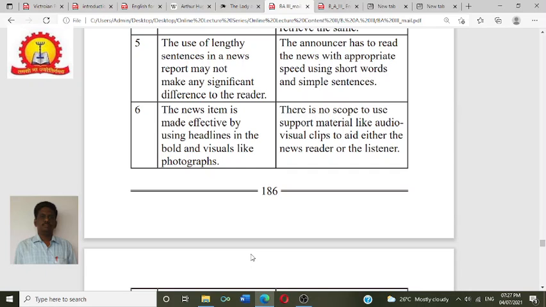If we want to emphasize certain things, we can bold them. If we want to suggest that something is referred from someone else, we can italicize it. Such facilities are available with the print media, which are not available with the radio media. There is no scope to use support material like audio-visual clips to aid either the news reader or the listeners. So this is the difference.